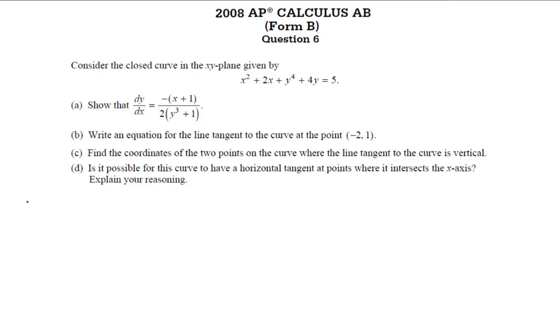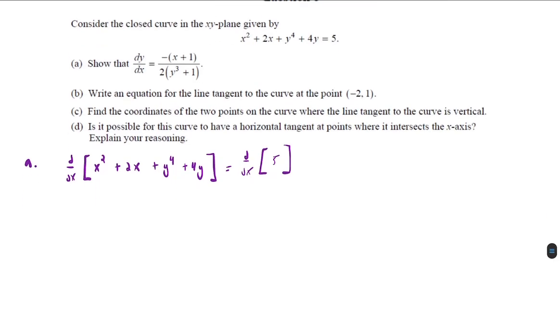And so the first step is always going to be just trying to do implicit differentiation. So we take the derivative with respect to x of x squared plus 2x plus y to the fourth plus 4y equals the derivative with respect to x of 5. We just need to make sure that we get the same thing that they said. Well, the derivative of 5 is 0. The derivative with respect to x of x squared is 2x, of 2x is plus 2, of y to the fourth is plus 4y cubed, chain rule, dy/dx, plus 4, chain rule, dy/dx.